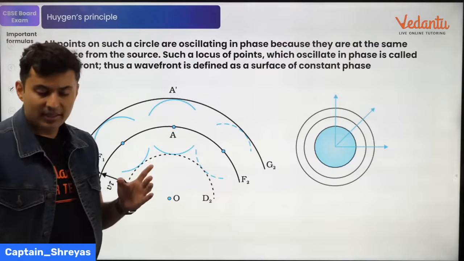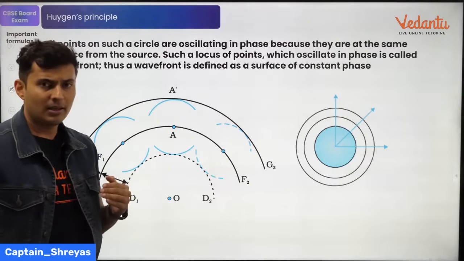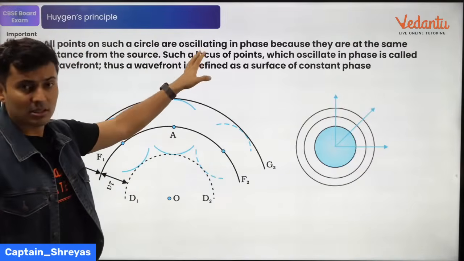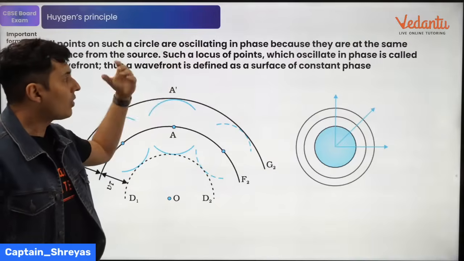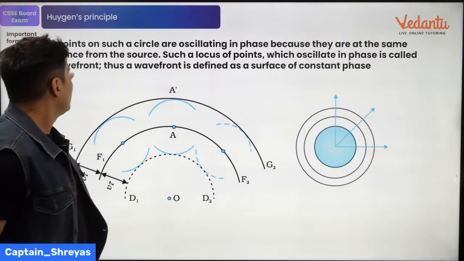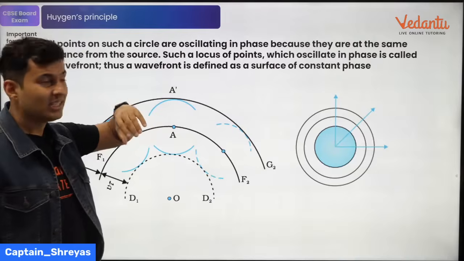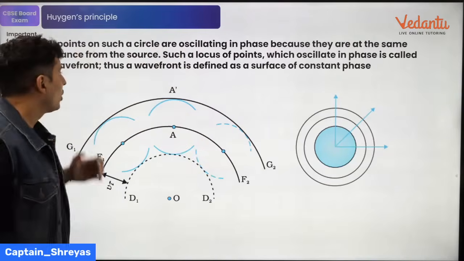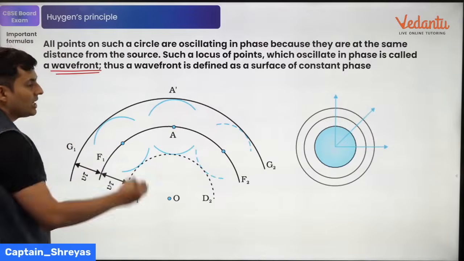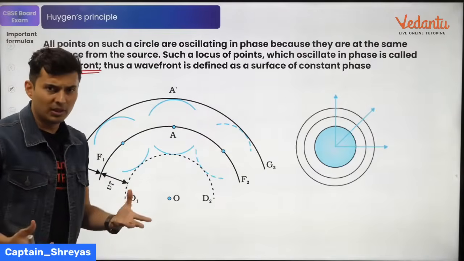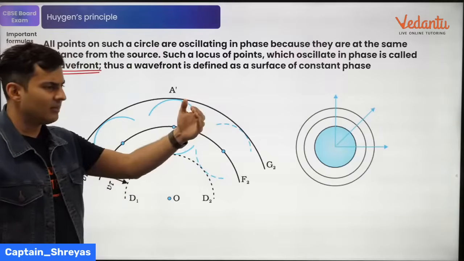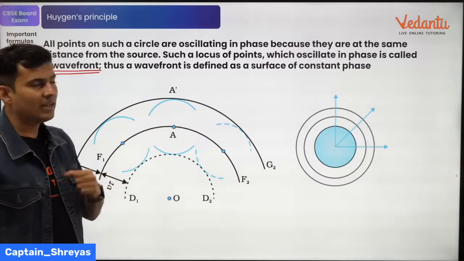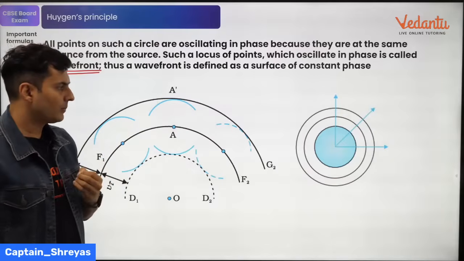In light waves, the first thing that you should remember is the Huygens principle and the Huygens construction. All points in a medium are oscillating in phase because they are at the same distance from the source. Such collection of points is called a wavefront. So you should first of all know what is the meaning of a wavefront if they ask you to define it. So all the points which are at the same distance, they have vibrations simultaneously occurring. So they are basically called the wavefront.